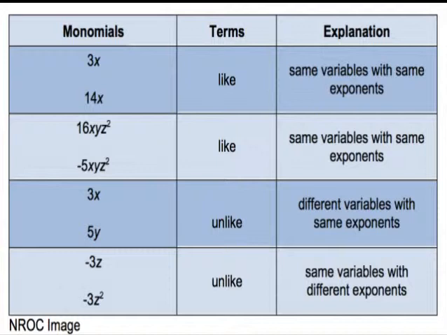Now 3x plus 5y are unlike terms because they have different variables even though they have the same exponent, which is the power 1, but the variables are unlike. Then lastly, the negative 3z and the negative 3z squared are also unlike terms because they have the same variable but different exponents, therefore they are unlike terms.